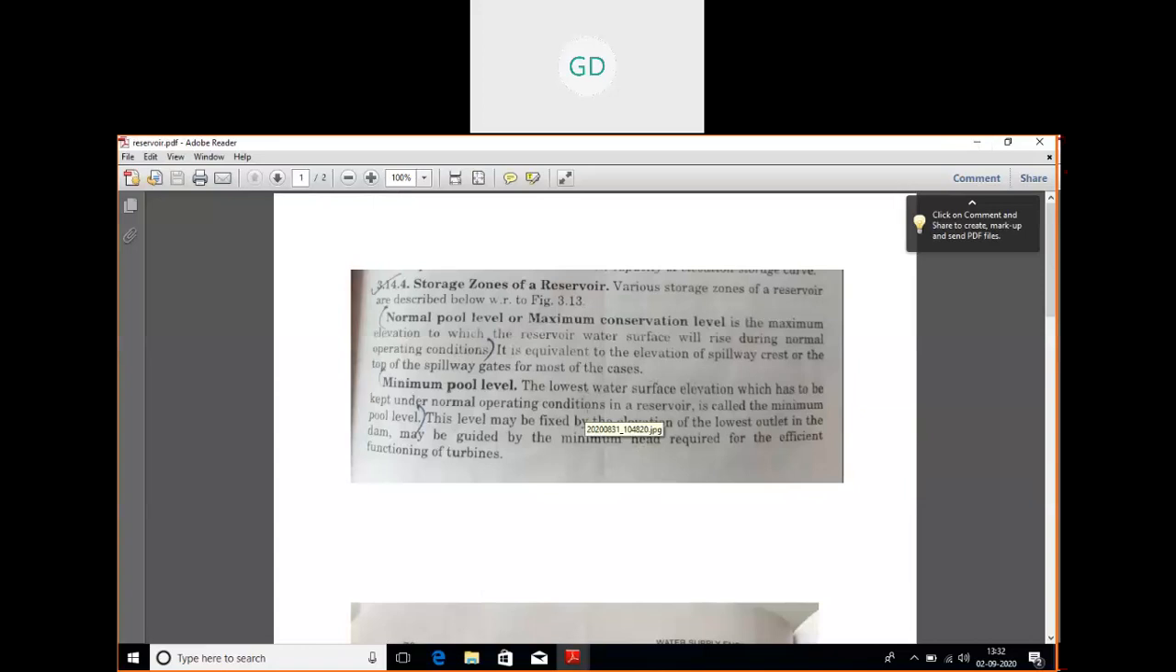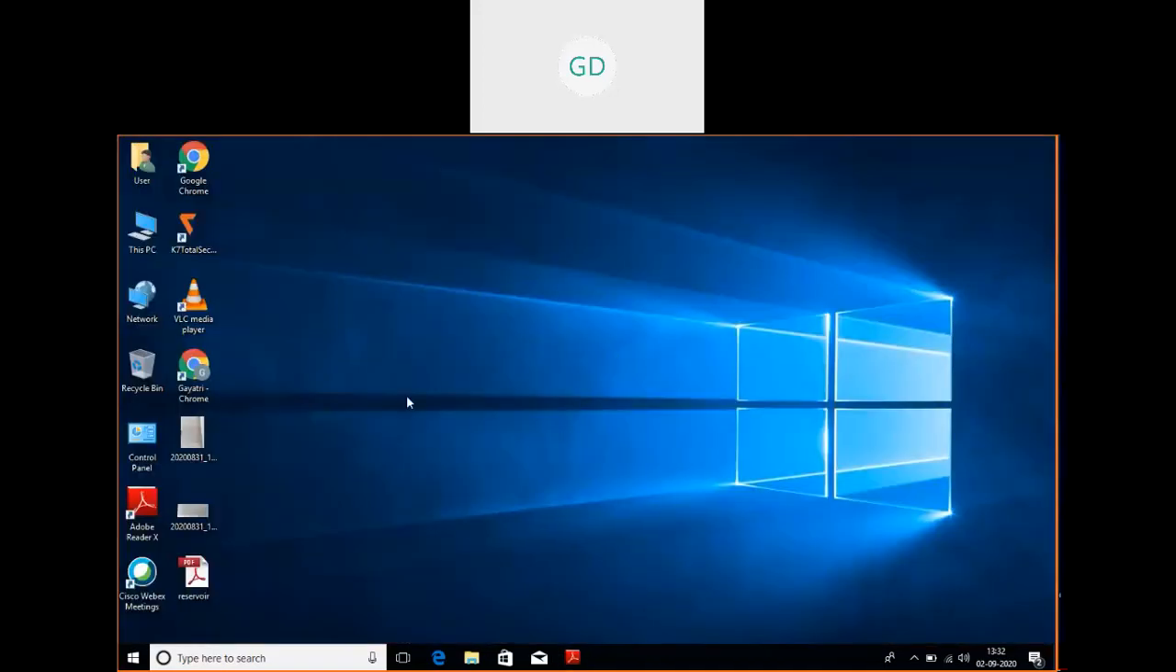Have you seen a reservoir? Yes, ma'am, you have seen. Do you know what is a reservoir? Can you just explain a bit by yourself? What kind of thing it is, what it looks like? Okay, let me show you one picture from Google. I have shown section B, so I will be showing it to you also.